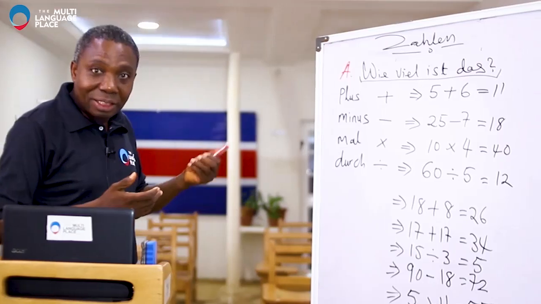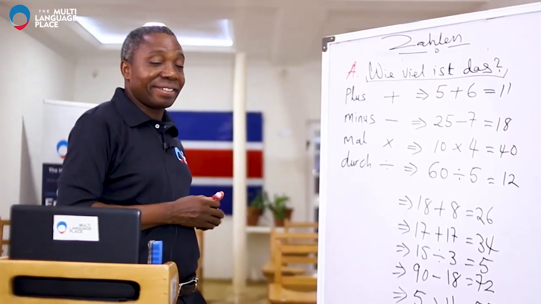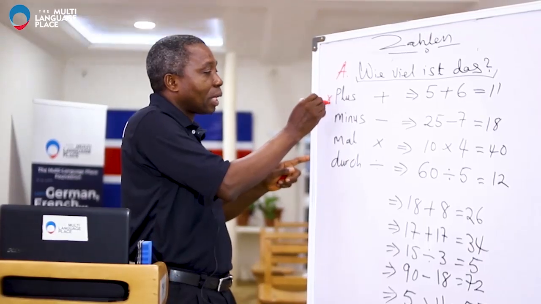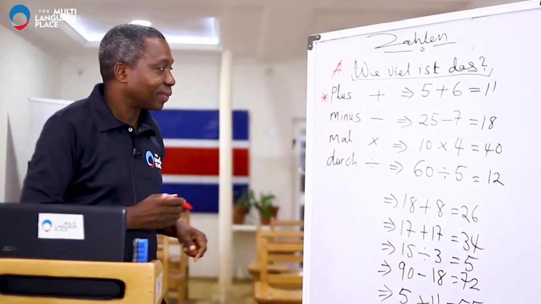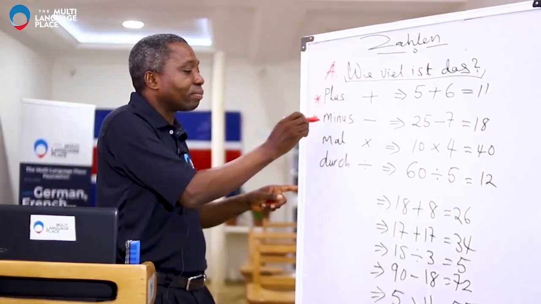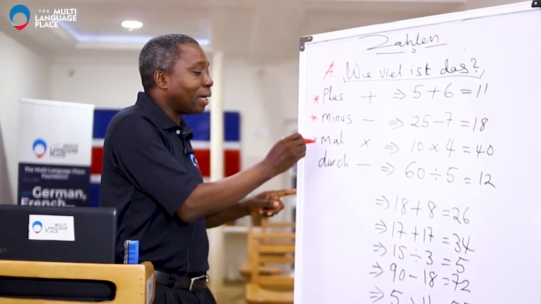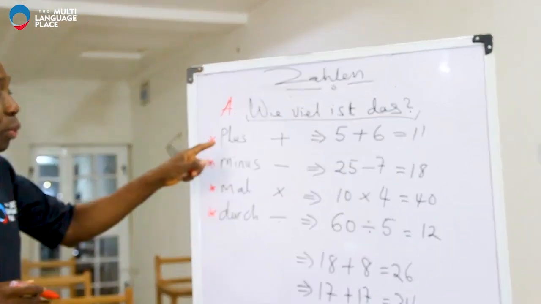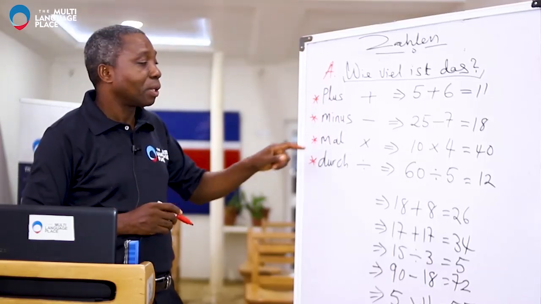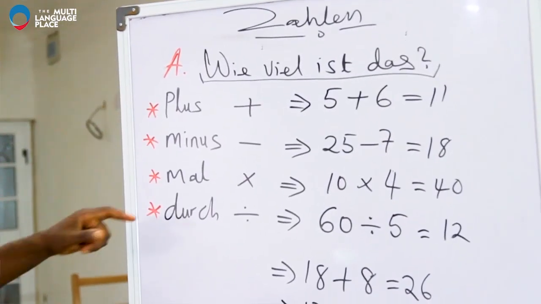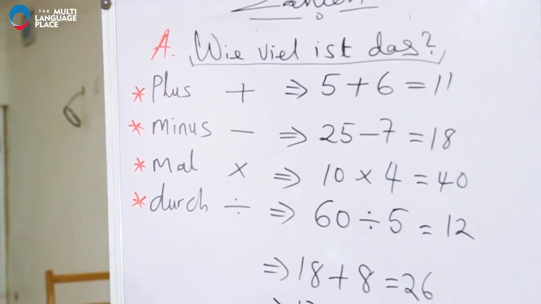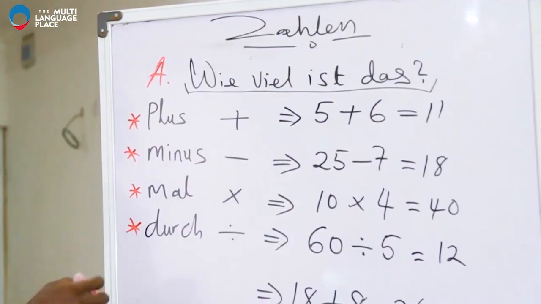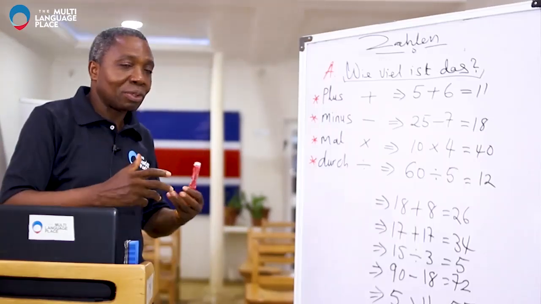So we have some mathematical or arithmetical signs that we need to learn in German too. The first one is plus, and we call it plus. And this one, minus, mal, and durch. So plus, minus, mal, durch. Okay, and these are the signs, of course. So I will read it. I want you to also learn it.